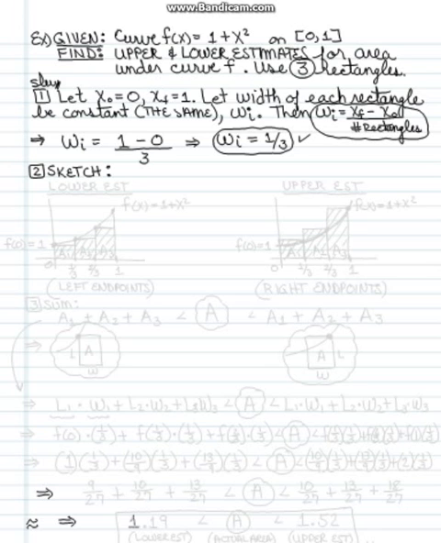Step 2, we're going to do a sketch of each the lower and the upper estimation. And remember, on the lower estimation, that's where we use the left endpoint of the rectangle actually living on the curve f of x, and for the upper estimation we use the right endpoint living on the curve. So for the pictures, you can see on the left we're doing our left endpoints.